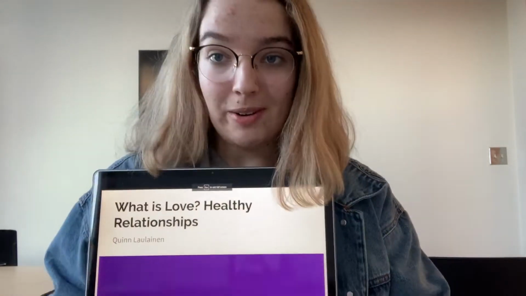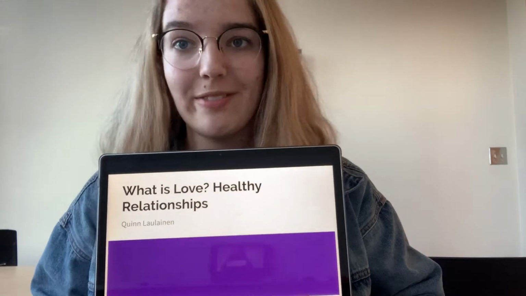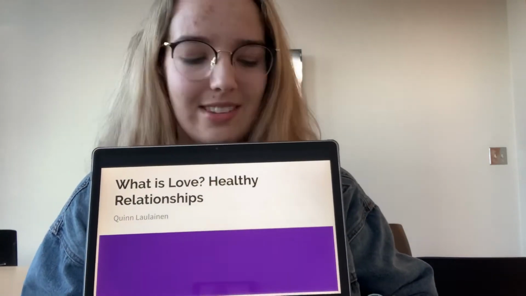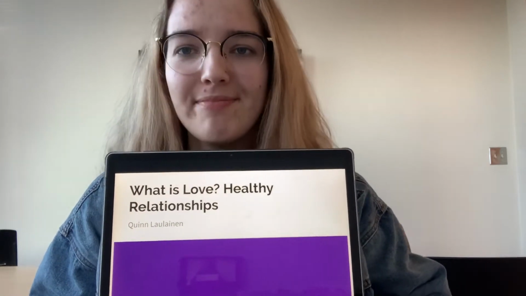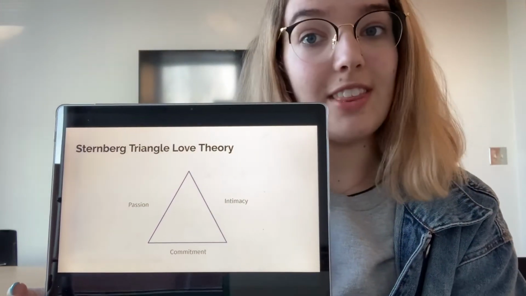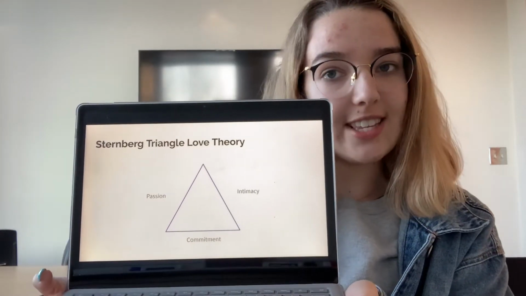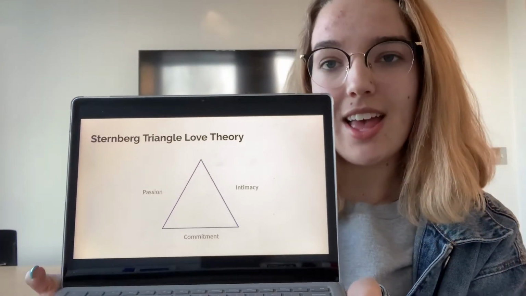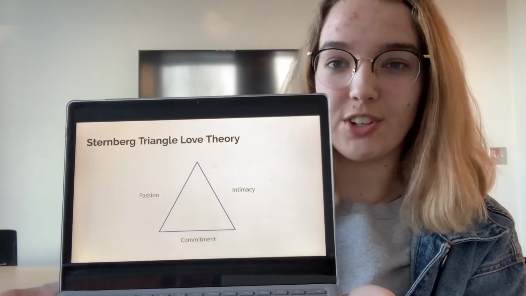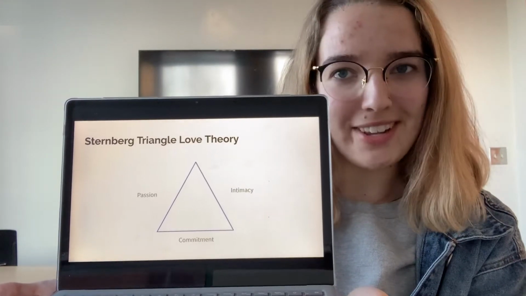So I'm going to be talking about what is love in healthy relationships. What does that look like for high schoolers and beyond as they navigate their romantic endeavors? So I'm going to be talking about the Sternberg triangle love theory. Sternberg was an American psychologist and he was born in the 50s. This was developed in the 70s and he's known for some of the first intelligence tests, and he knows what he's talking about when it comes to love, and let me tell you why.